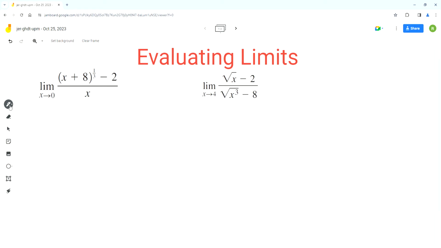So in this video, we'll evaluate these two limits. So let's start with the one on the left side. Limit x approaches 0, (x plus 8) to the power 1 over 3 minus 2, over x.